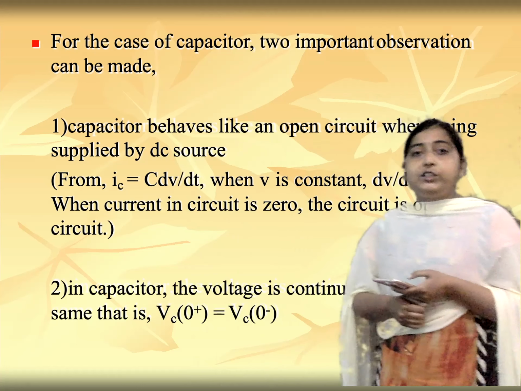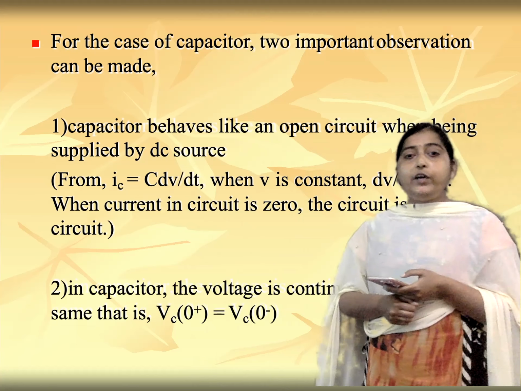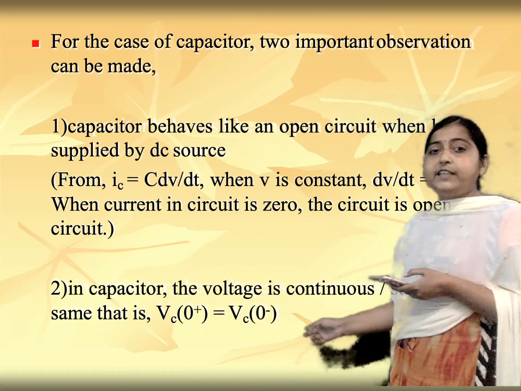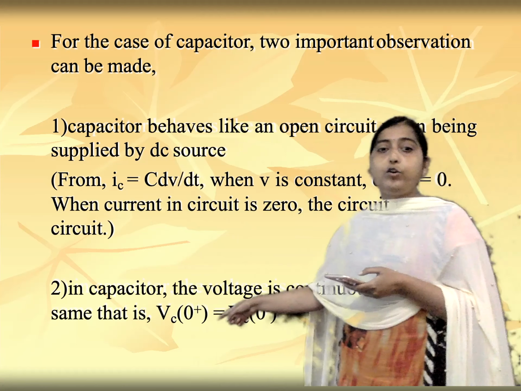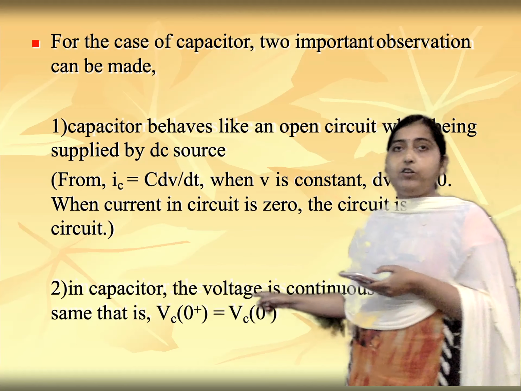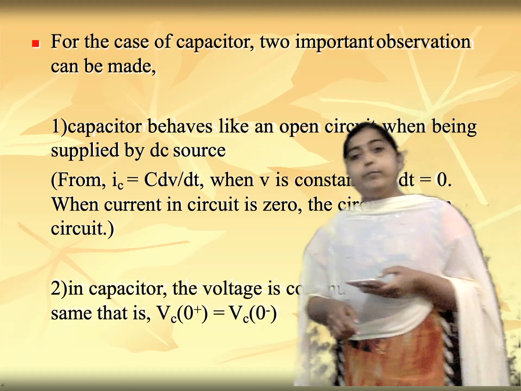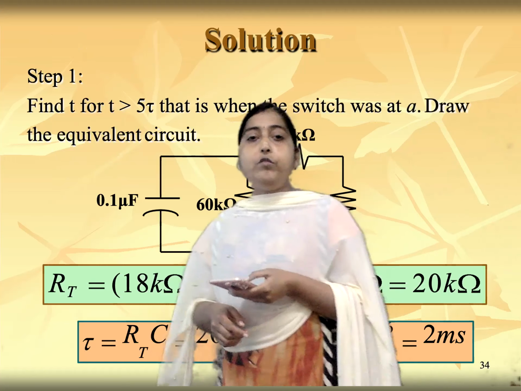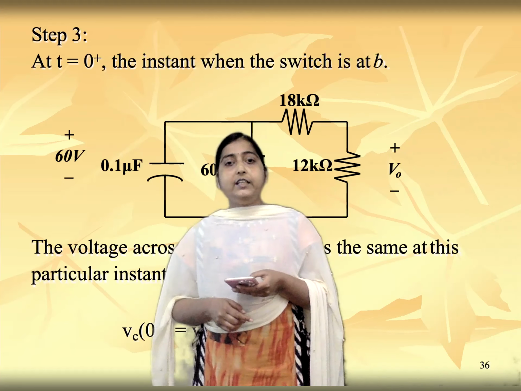Similarly, the other observation that we make with respect to an RC circuit is that in a capacitor, the voltage is continuous. That is, VC(0+) is always equal to VC(0-). Right? So these are the two observations that we make with respect to an RC circuit.